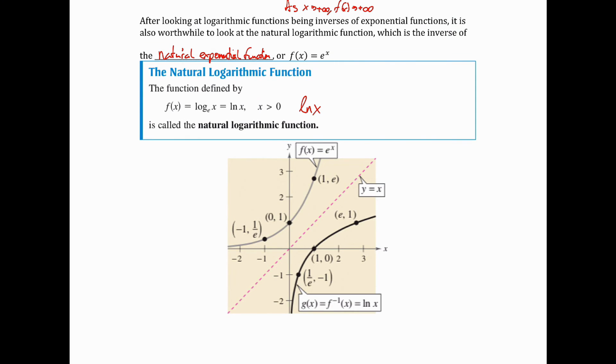So taking a look at the graphs again, natural log of x is the inverse of e to the x. So for e to the x, as x goes to negative infinity, y is getting closer and closer to 0. And in the opposite, as x gets closer to 0, y approaches negative infinity. So it's pretty much the same type of deal that we were dealing with up at the top.